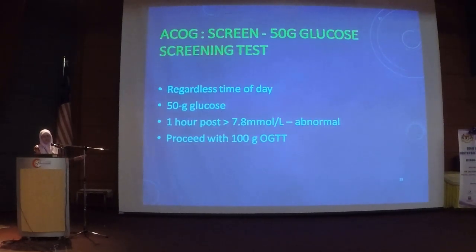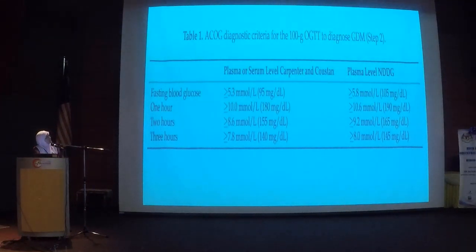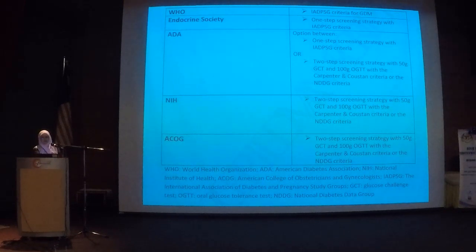So this is the screening test, the 2-step screening test. The ladies will be screened after 50 grams of glucose, at 1 hour. Anyone more than 7.8 at 1 hour is considered abnormal, so proceed with the 100 grams OGTT. This is the ACOG criteria. And these are the levels according to Carpenter and Coustan or the National Diabetes Data Group. So this is a better summary. ADA has taken both options, between the 1-step IADPSG criteria or this one, the 2-step. And the National Institutes of Health took the 2-step. And Endo Society took the 1-step.